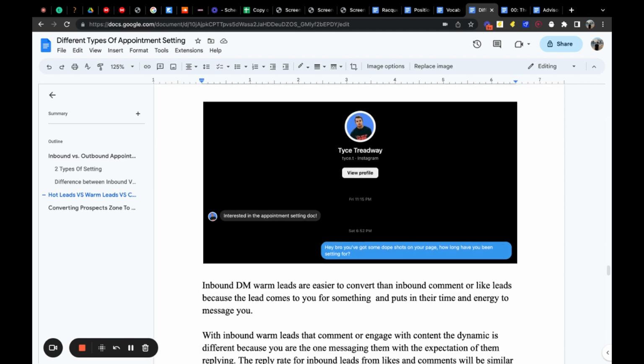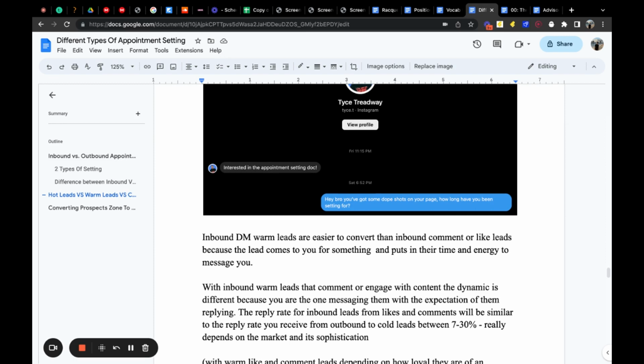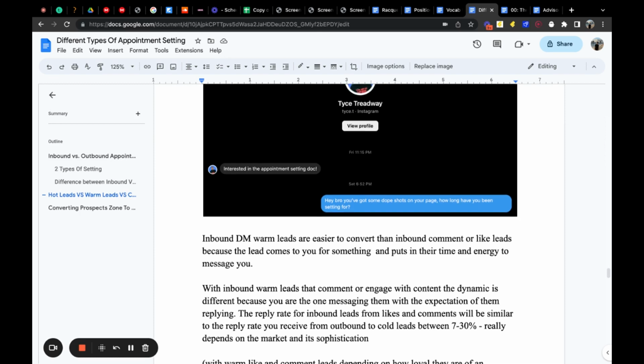So inbound DM warm leads are easier to convert than inbound comments or likes because the lead comes to you for something and puts their time and energy into messaging you.